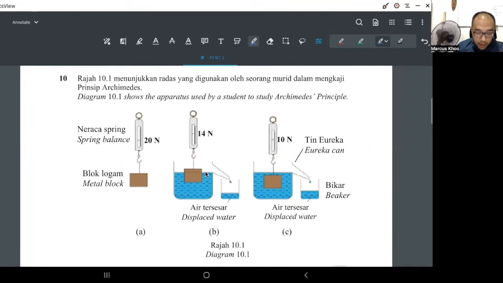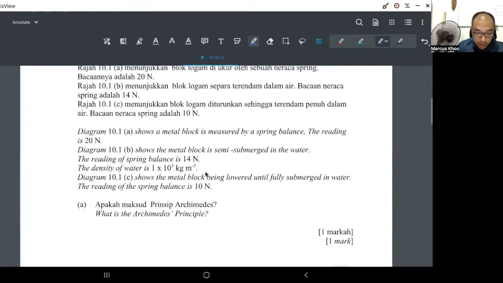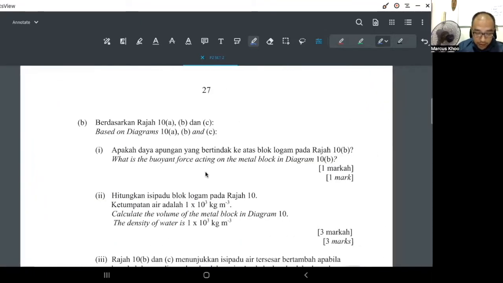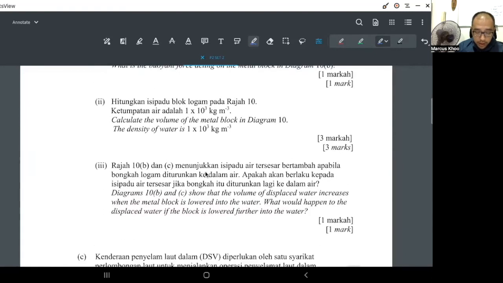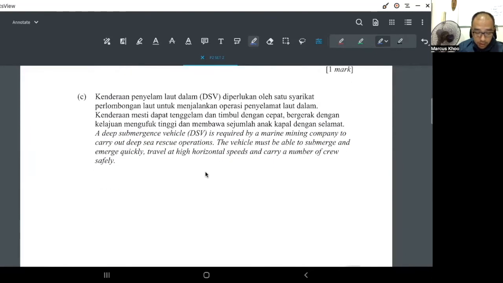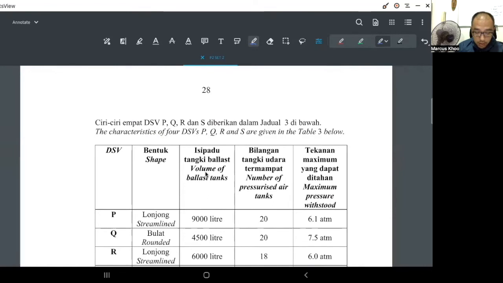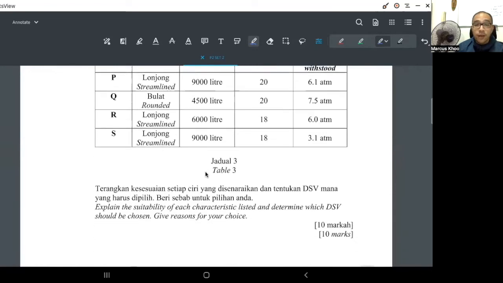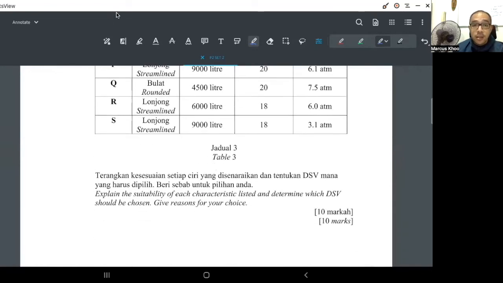Okay, question number 10, Archimedes' principle. I feel that I have answered this question already, right? Did I already answer this question? I think I answered this with 5ST. I don't know whether I answered this with 5SA.